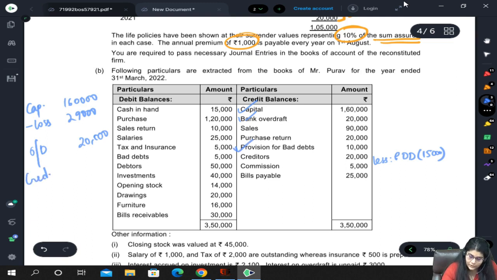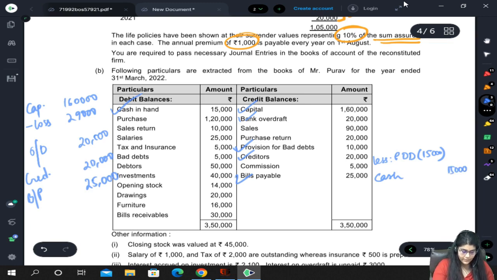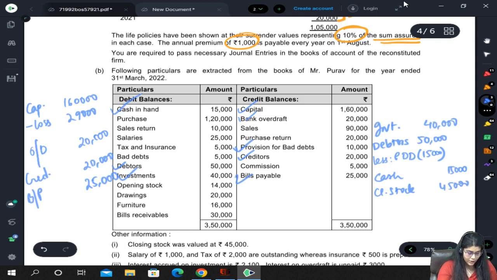Creditors, we have 20,000. Bills payable, we have 25,000. Now cash in hand, 15,000. Purchase, sales return, salary, tax insurance, bad debtors, 50,000. Investment, 40,000. Opening stock does not feature in the balance sheet. Closing stock features in the balance sheet. So we will just write that also quickly. 45,000. Drawings will be subtracted from capital account.